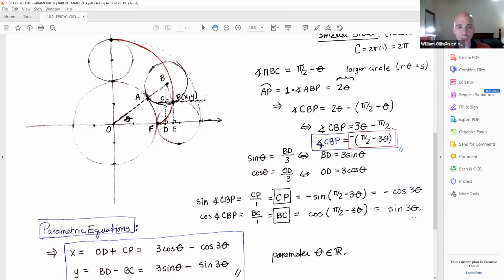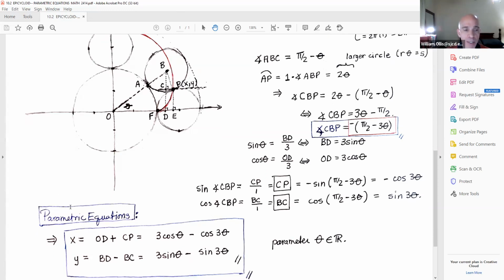Now you can see the method to the madness. And I kept alluding to this. We have all the ingredients here. So we have OD plus CP. That will give us OE, which is the X coordinate. So OD, we just go over here and say, well, OD is 3 cosine theta right here. And CP, which is right here, is minus 3 cosine 3 theta, right there, boom.